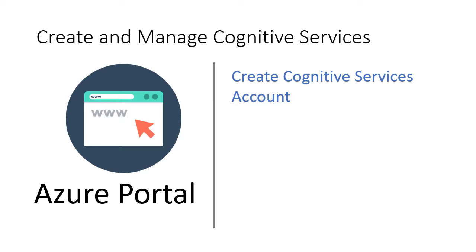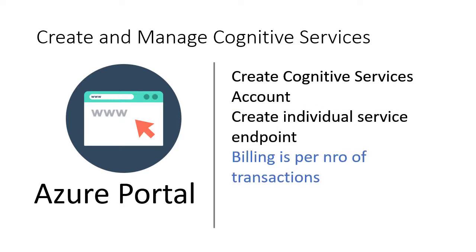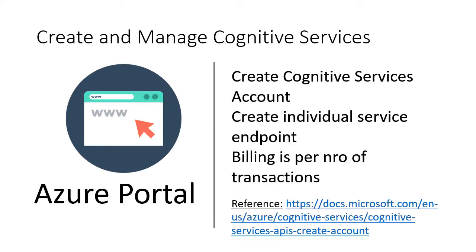Using this second option allows you to use the free tier to try out the service, whereas the first option, using a cognitive service account, has a pricing associated. For all the services with pricing associated, your billing is using a consumption model, so you pay for what you consume. In case you want to access more information in relation to all operations available in Azure Portal, you can access this reference to the official Azure documentation.